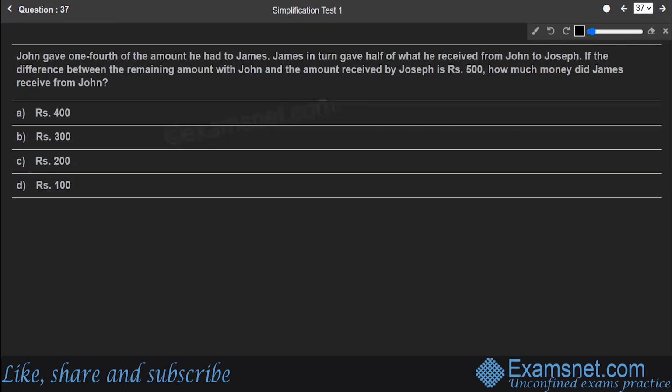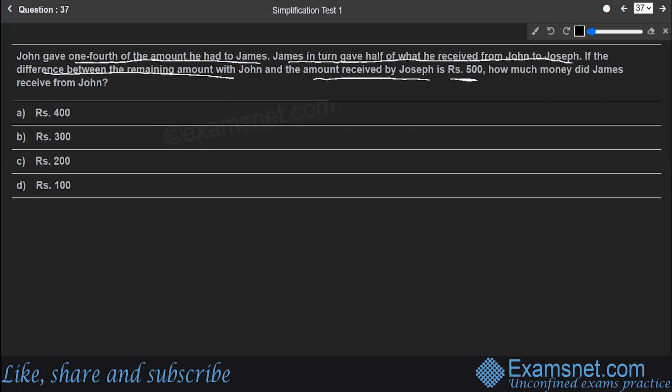John gave 1/4 of the amount he had to James. The amount is not given. James in turn gave half of what he received from John to Joseph. Again, how much did James receive? That is not given. If the difference between the remaining amount with John and the amount received by Joseph is rupees 500, how much money did James receive from John?